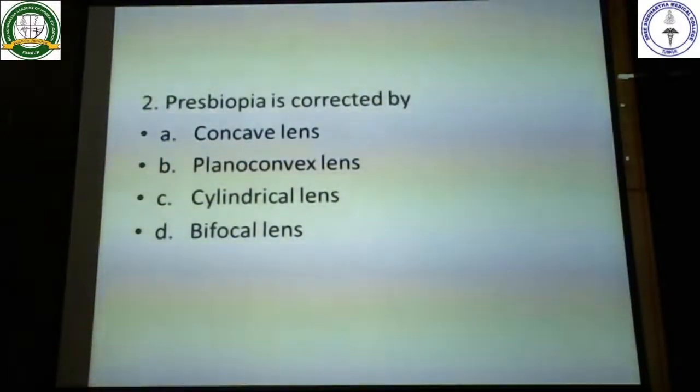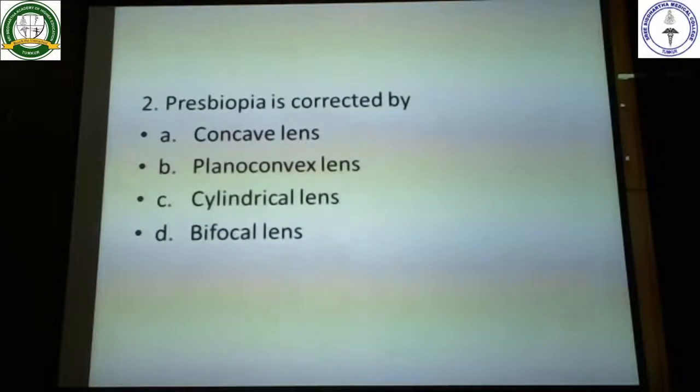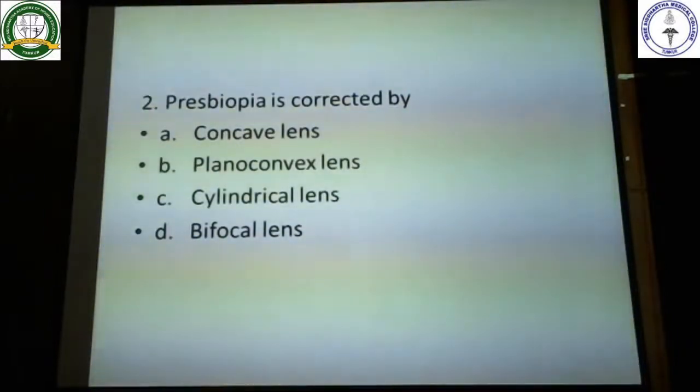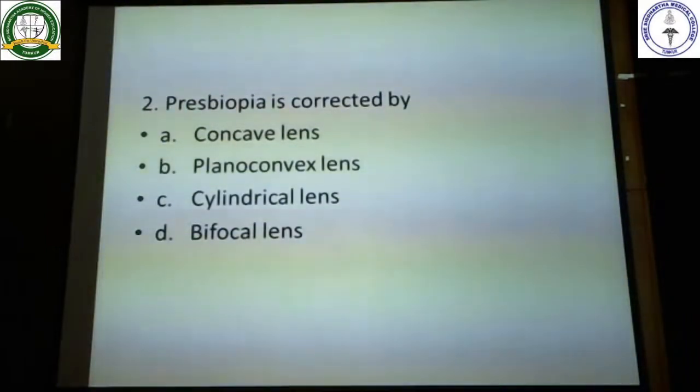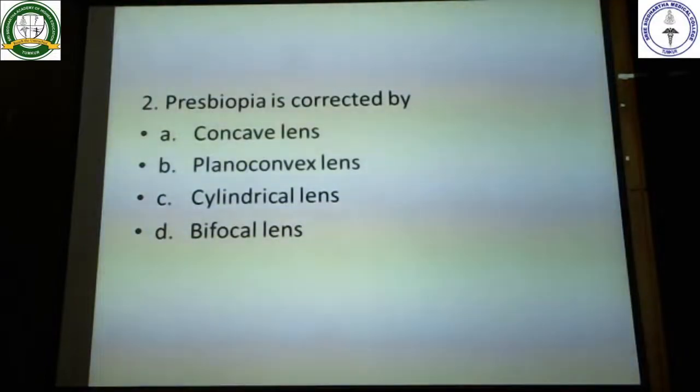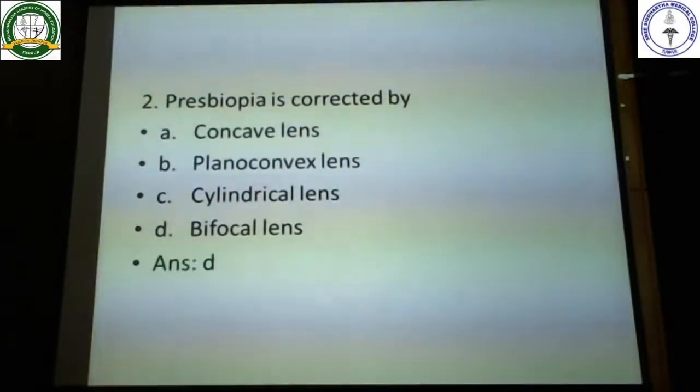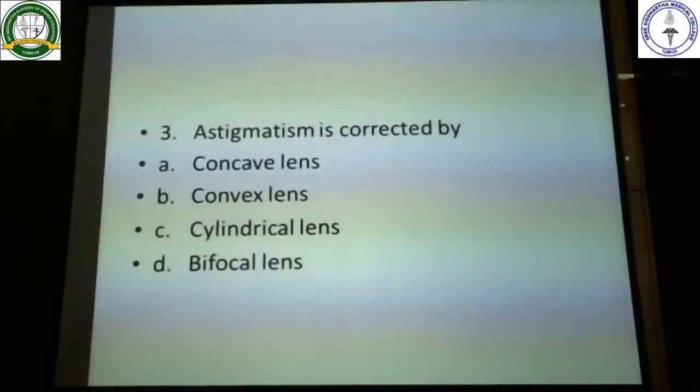Next, presbyopia. Now you should know what presbyopia is. Presbyopia is old age. After 40 years, when the lens starts becoming old, the elasticity is lost slowly over a period of time. So how do you correct it? It is corrected by bifocal lens.